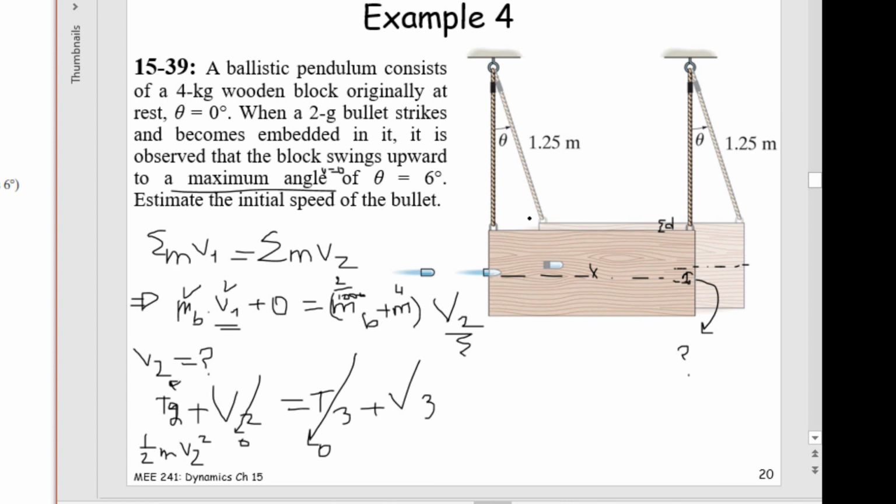Now what is this d? It is this 1.25 minus the projection of this 1.25 on this side. The projection of 1.25 is 1.25 cosine 6, and if I subtract this from the whole distance, which is 1.25, I get this distance d. So d will be equal to 1.25 minus 1.25 cosine 6, or 1.25 times (1 minus cosine 6).